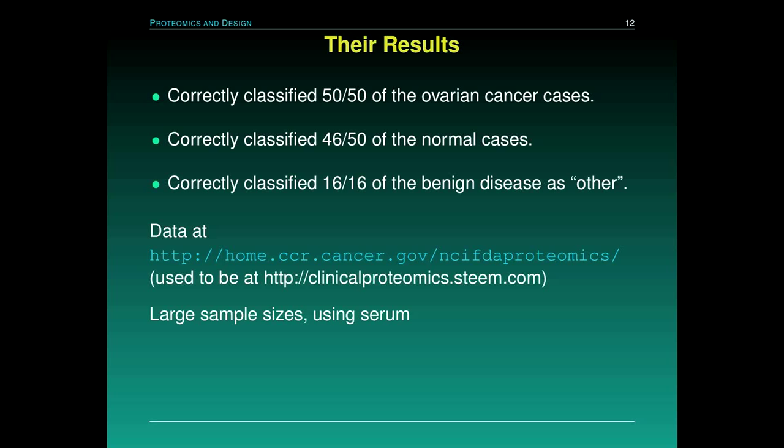Specifically, they called all 50 of the cancers cancer. They got them all right. For the controls, they said 46 of these are control. They got those right. They got four of them wrong, but still, this is pretty good. What's even more exciting, actually, is the fact that for the benign disease, they said, you know what, these aren't cancer, but they're not normal either.